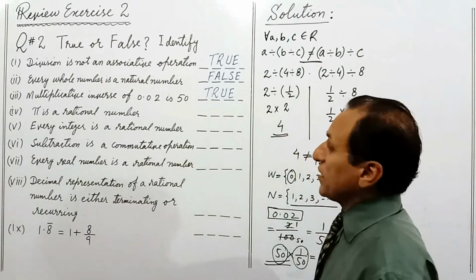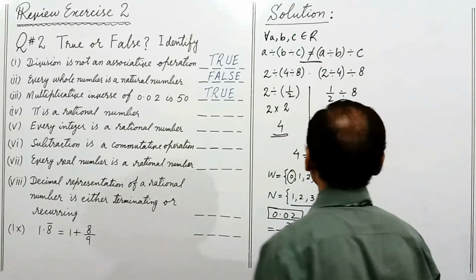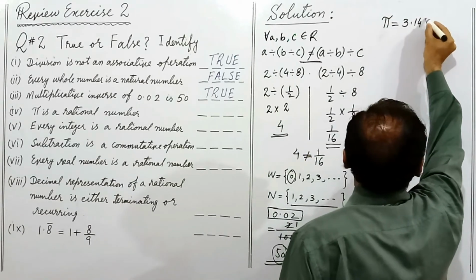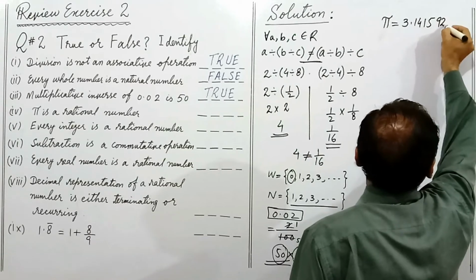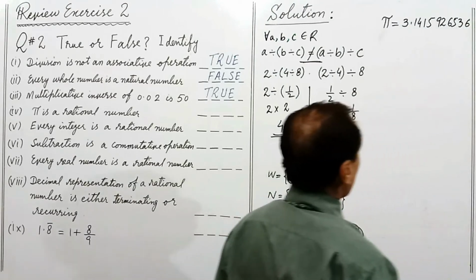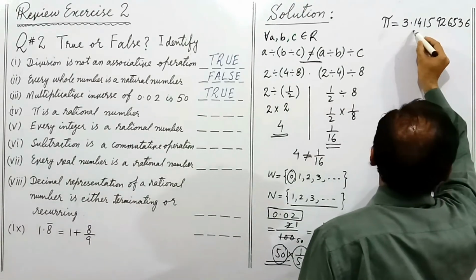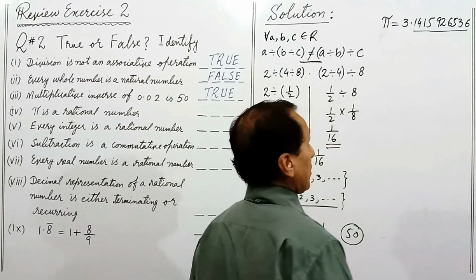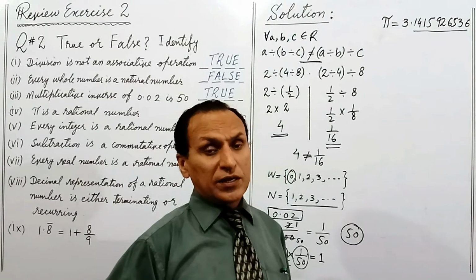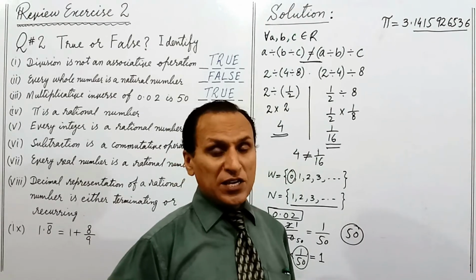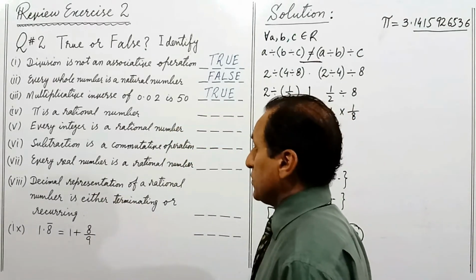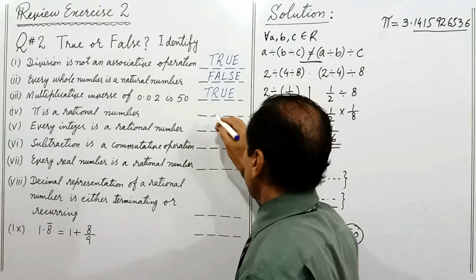Now we check: pi is a rational number. If we use a calculator, the value of pi is 3.1415926536. What we observe is that the decimal part is non-terminating and non-recurring, and we know that non-terminating, non-recurring decimal fractions are irrational numbers. So the statement pi is a rational number is false.